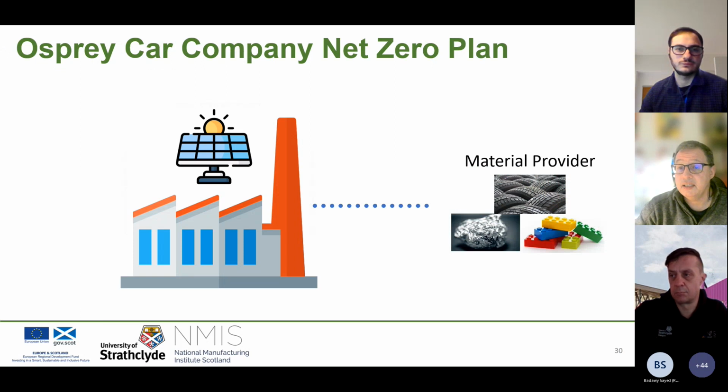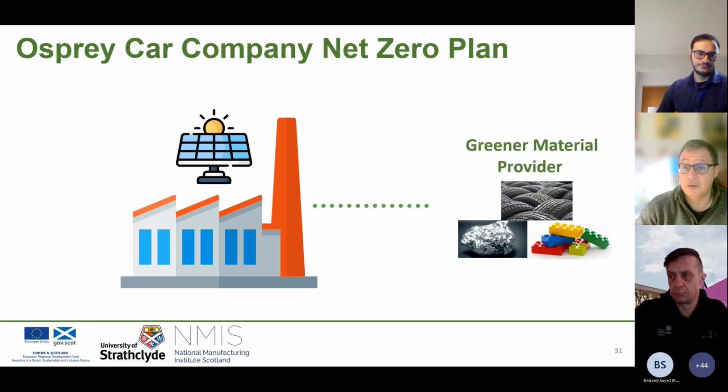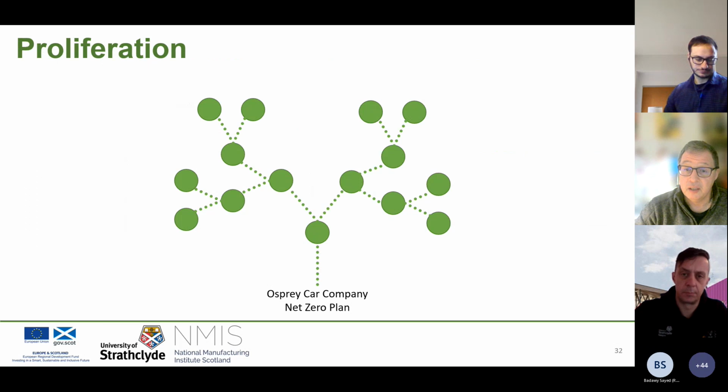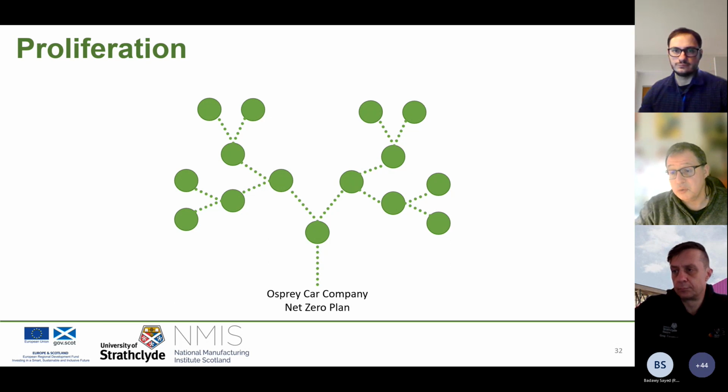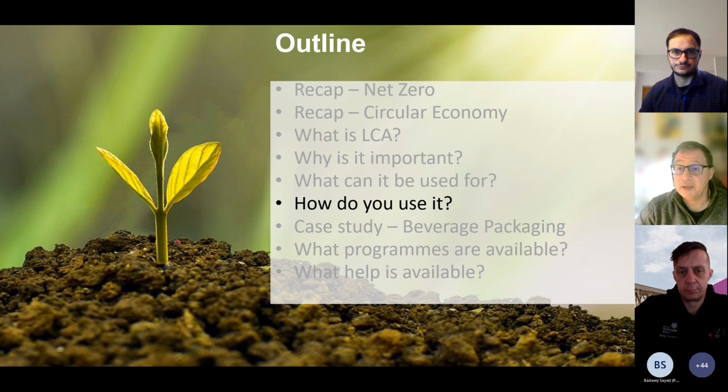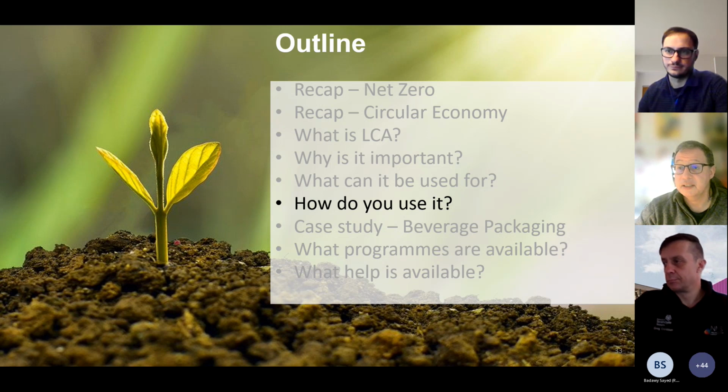And Osprey's net zero plan is really, apart from what we said before, to go further and target their material providers, to make sure all those companies are following a similar pattern of reducing their carbon footprint. And eventually, if not, you lose your suppliers and you get more greener material providers. So it's a big impetus on companies to actually make an effort. And going forward, these net zero plans are of course going to proliferate out into the whole supply chain. So everyone has to get on board. So it's just the start of the journey, and a lot of work to be done. I shall now pass back to Aineias to say how we actually do it.